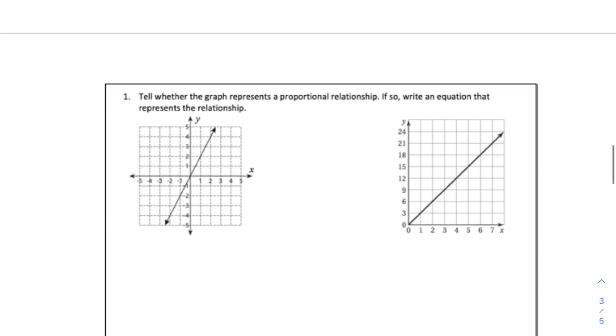All right, so we're going to give a couple of these a little try here, and we'll even put together an equation after this. We're going to tell whether the graph represents a proportional relationship, and then if so, write an equation that represents that relationship. Remember that a proportional relationship has to do two things. One, it has to be a straight line. And two, it has to go through 0, 0, or the origin.